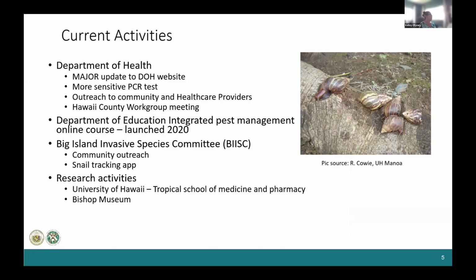And we're doing community outreach and outreach to providers. In our work group meeting, I'm the lead for the outreach. We also have a research group and a clinical working group. The Department of Education has that integrated pest management online course. Big Island Invasive Species also does community outreach. And then you guys, I don't know how active the snail tracking app is anymore, but I know it was used in the very beginning.